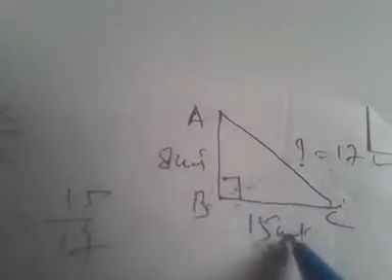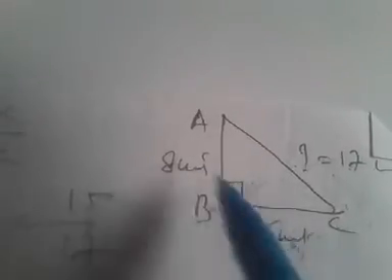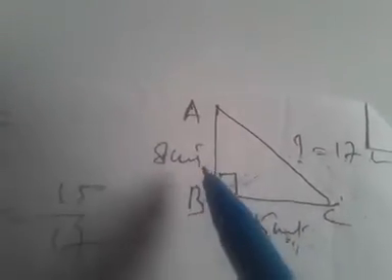Now, here the values of P, B and H are known to us. Now, to find out the value of sine, we have drawn a triangle over here. In triangle ABC, 17 is the hypotenuse and 8 and 15 are taken as perpendicular and base.